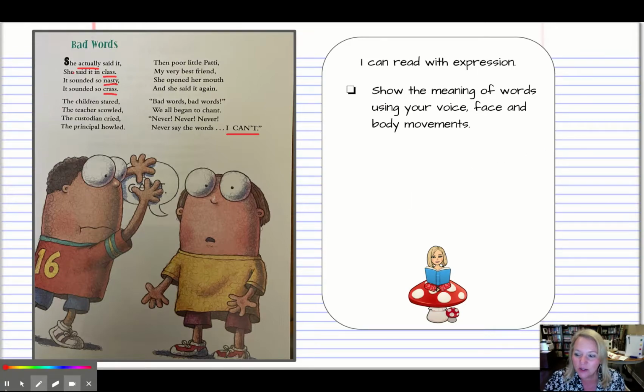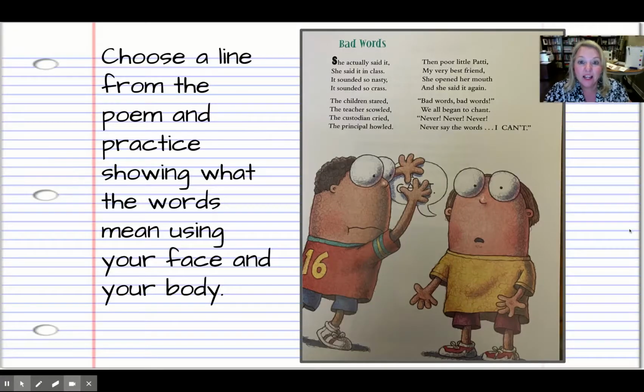And I could also use my body. Here's what I want you to do. Before we move on, I want you to practice using your voice or your face or your body. You can use your hands. You can stand up. You can do this. And I just want you to choose one line from the poem to practice. And I want you to practice showing what the words mean using your face and your body.